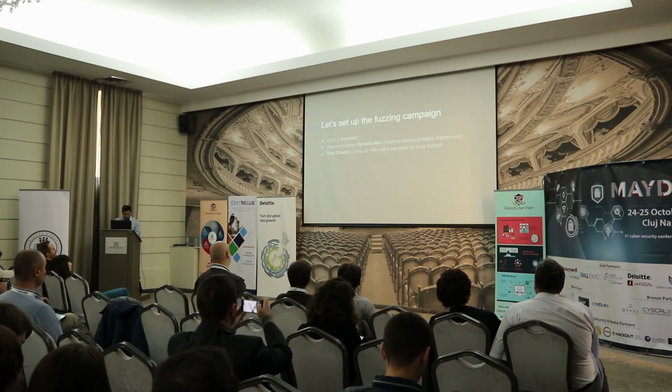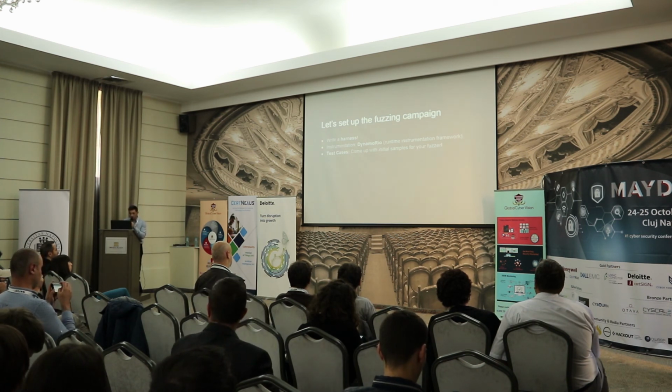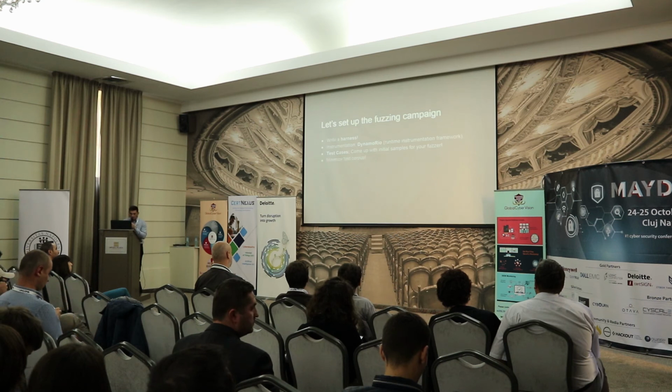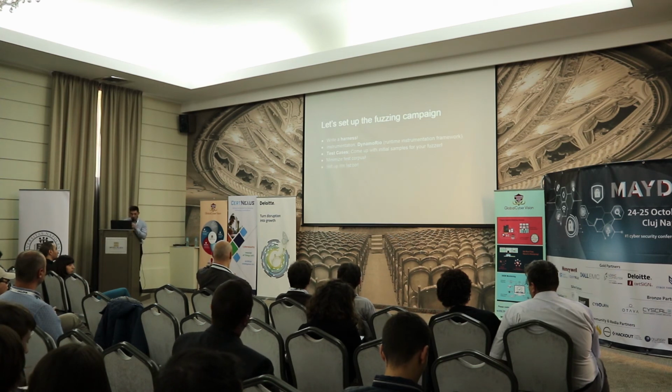Then we have to provide some test cases to begin with for the fuzzer. Those samples are going to be mutated, and hopefully they are going to increase the code coverage enough as to reach our vulnerable method. Then we have to minimize this test corpus because we do not want to waste CPU cycles with samples that do not increase the code coverage by a whole lot. Then we have to set up the fuzzer and actually start the fuzzing campaign.